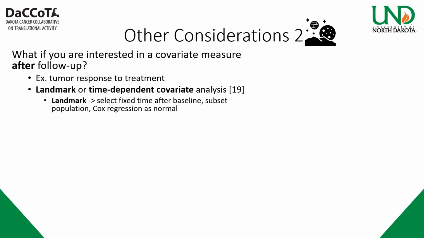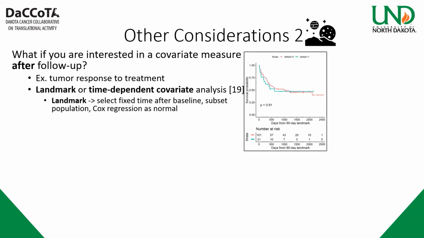In landmark analysis, you actually just select a fixed time after the baseline and then subset the population and just use Cox regression as normal for that subset. So in the example here, they set 90 days as the landmark after whatever covariate was, and then it's just normal regression, looking at the different strata of delta A, 0 or 1.